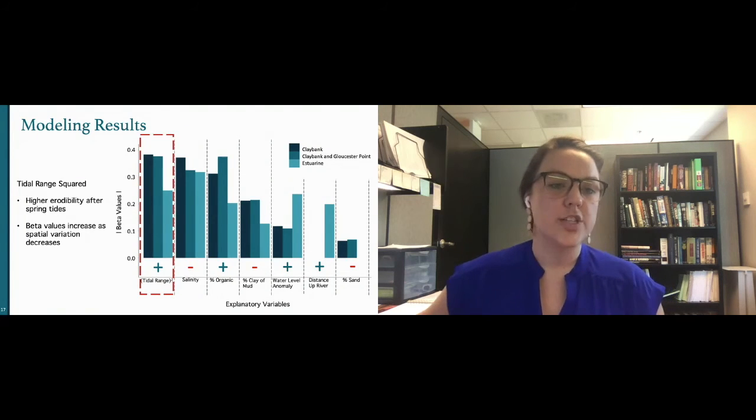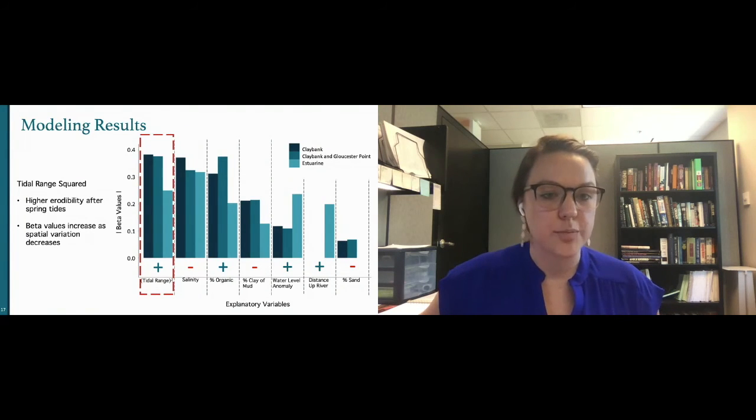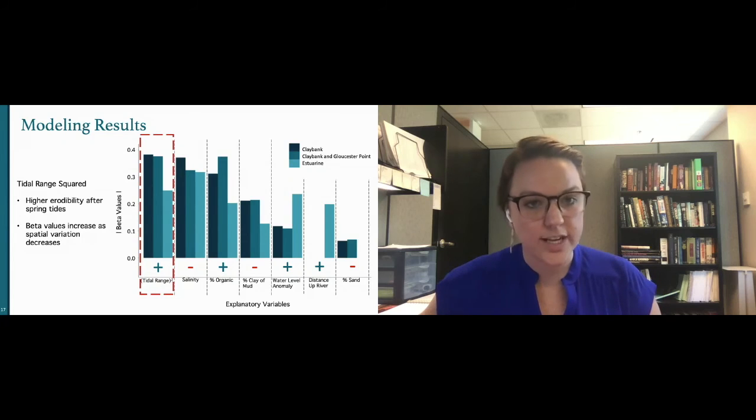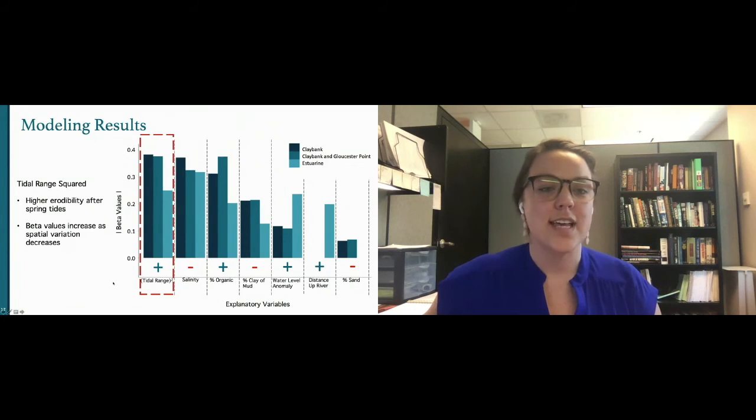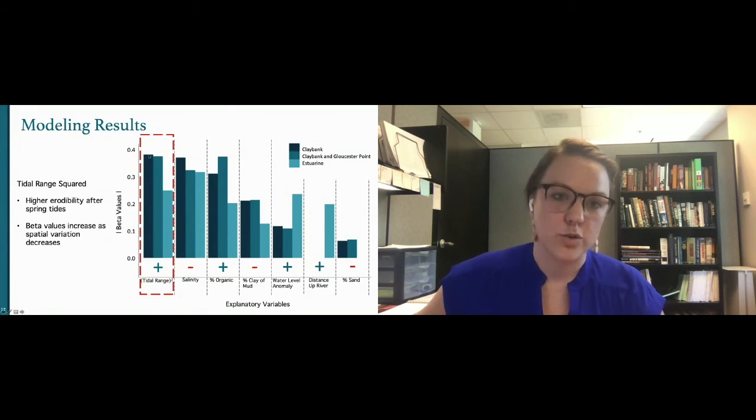So for tidal range squared, we saw a direct relationship where higher tidal ranges led to higher erodibility thereafter. So that's what we expected to see, and that's what we found. And these beta values increase as spatial variation decreases, meaning that as these data subsets get smaller and smaller, this beta value grows and is able to predict erodibility more accurately.